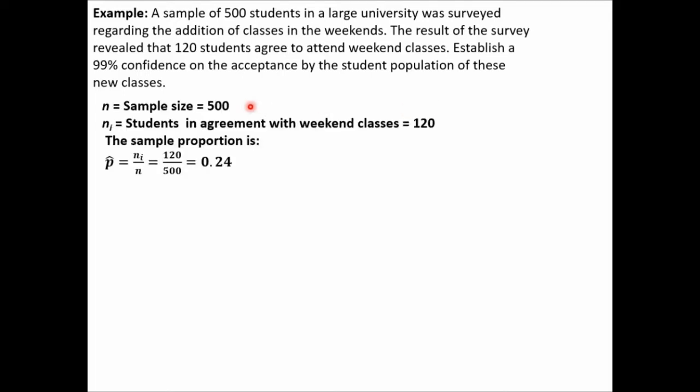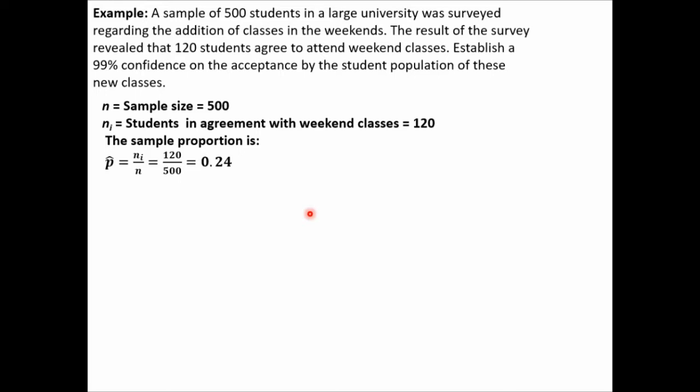Here is another example. A sample of 500 students in a large university was surveyed regarding the addition of classes in the weekends. The results of the survey revealed that 120 students agreed to attend weekend classes. Establish a 99% confidence on the acceptance by the students' population of these new classes. You can see we are repeating ourselves here. Indeed, we have n, and we have the number of students who agreed to the weekend classes, 120. If we divide 120 by 500, that will give us 0.24. That means about 24% of the students agreed to the weekend classes.